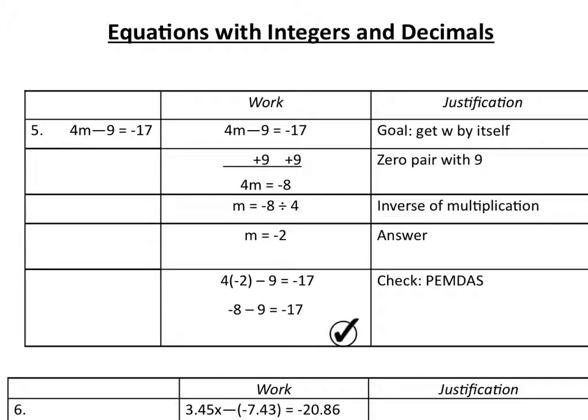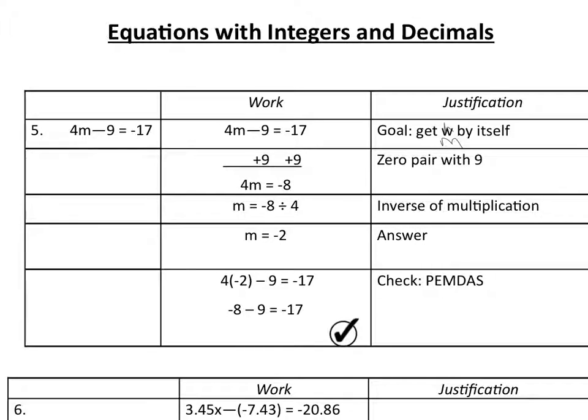So taking a look at this, let's go through our checklist that we went over on a couple pages ago. Again, the goal, get w by itself. We write that down to keep our mind focused on what we're doing. And that's a major typo because in this case, the variable is m, not w. So if you can go ahead and make that correction. Okay, that our goal is to get m by itself, not w.